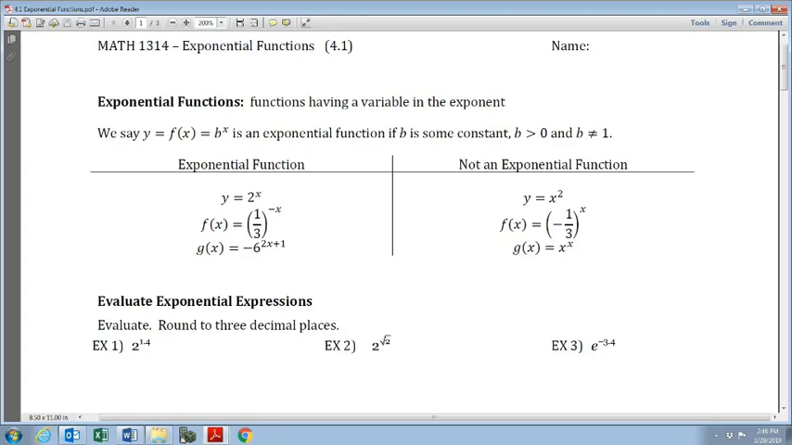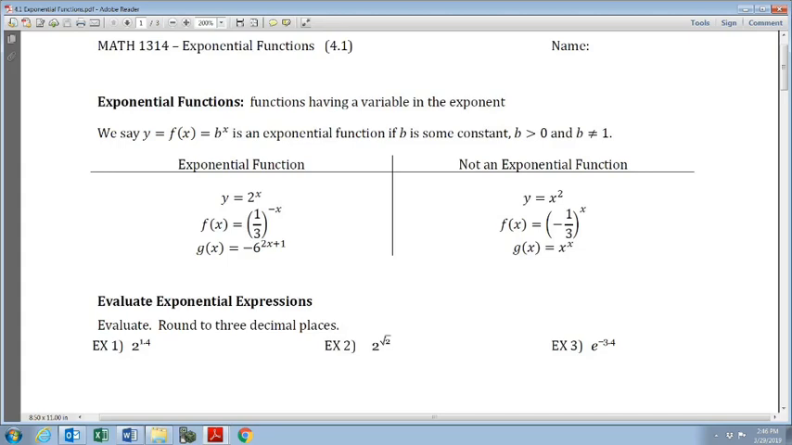If b is some constant, a fixed value, like the number 3, where b is greater than 0, so no negative bases, and b cannot be 1, because 1 to any power is just 1. So on the left here, we have some examples of exponential functions.